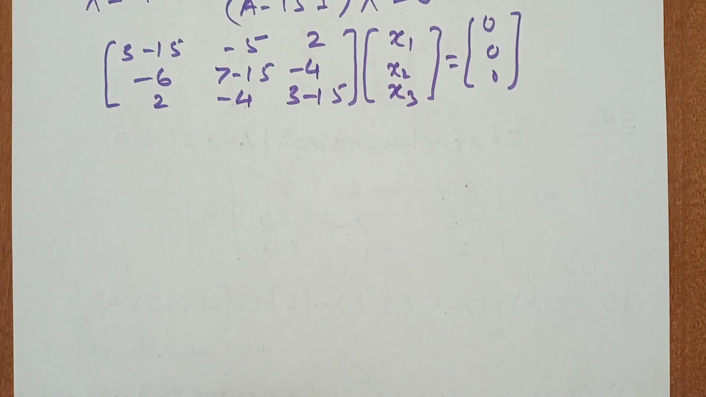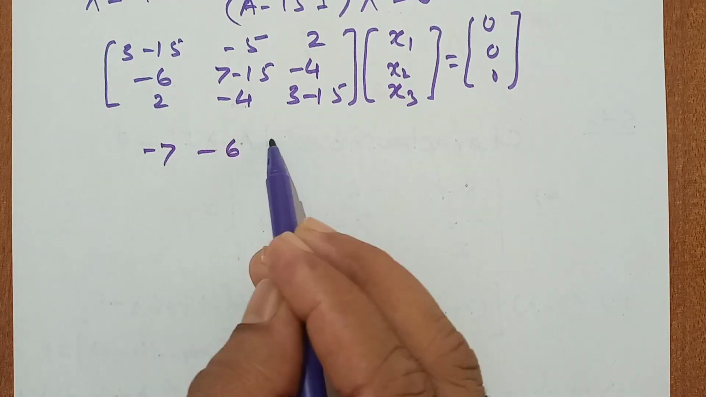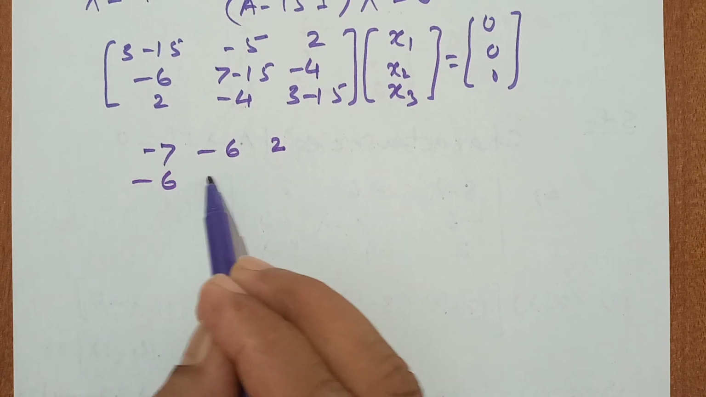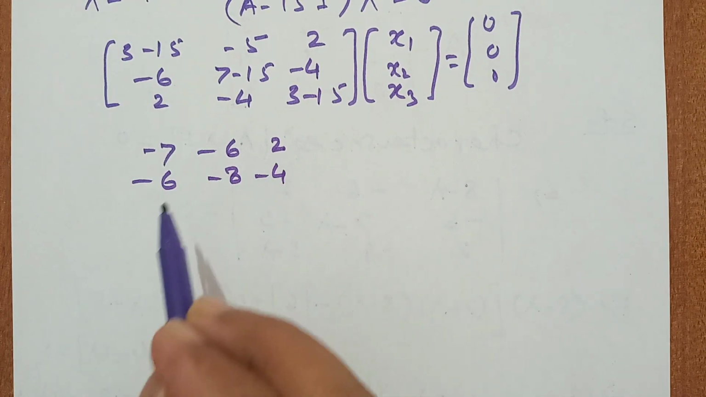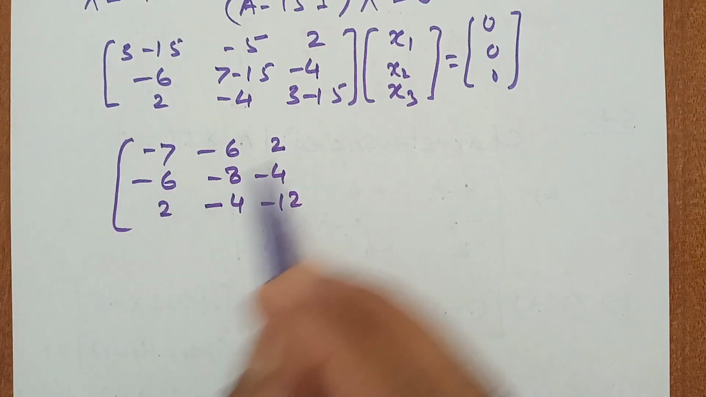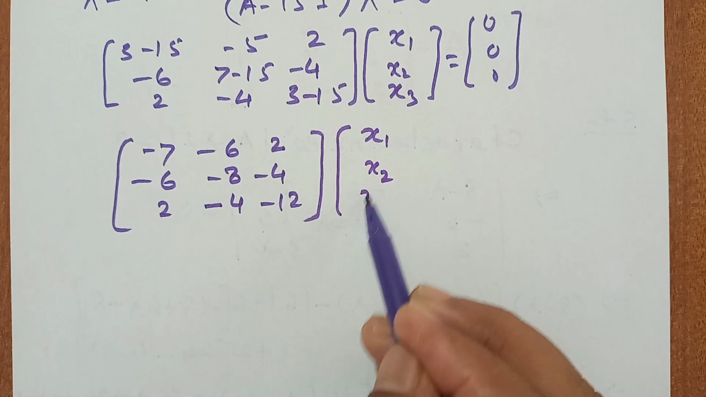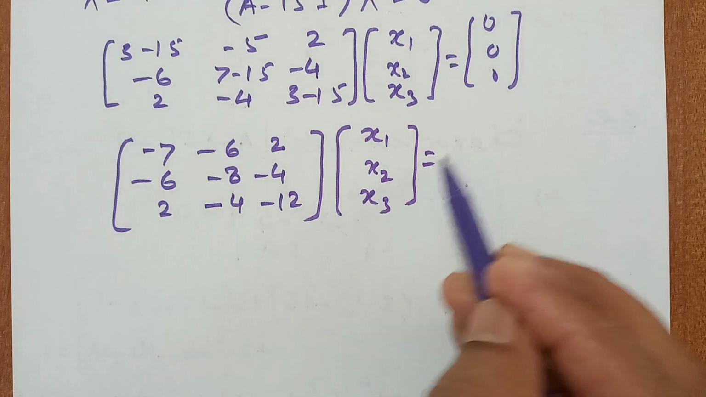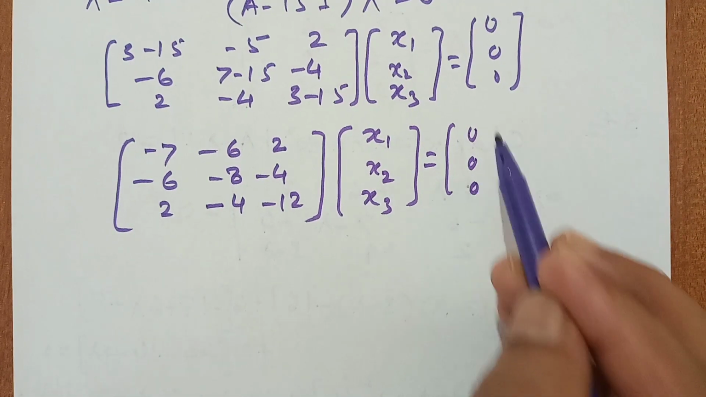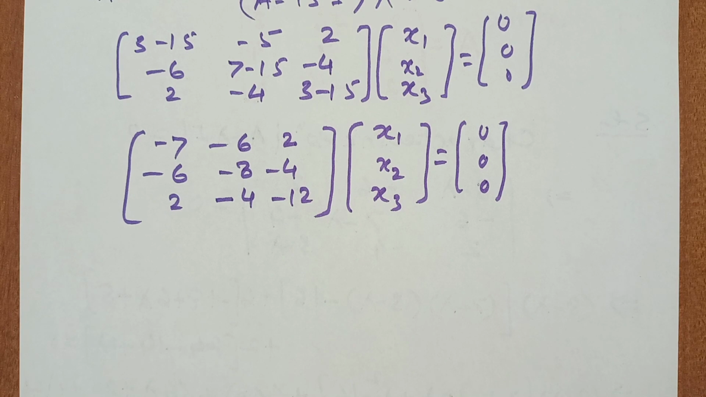Okay, so this can be written as minus 12, minus 5, 2; minus 6, minus 8, minus 4; 2, minus 4, minus 12, and this is x1 x2 x3 equal to 0 0 0. Okay, now again our aim is to calculate the rank.